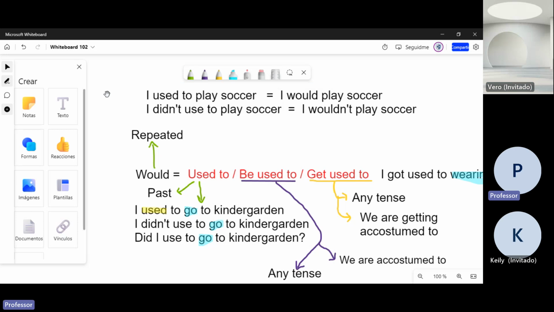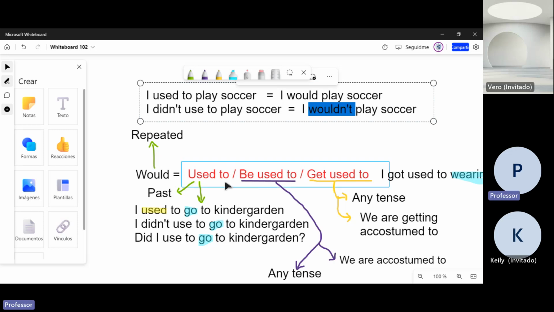So in the last exercise that I sent, we also have exercises with would. Not only with these three, used to, be used to, and get used to, it also has exercises with would. Okay, girls, questions?